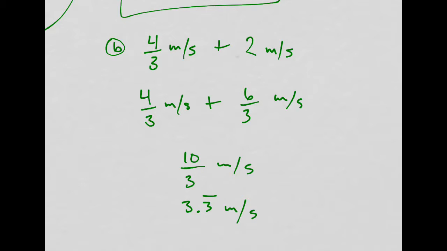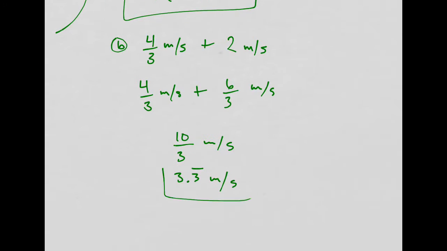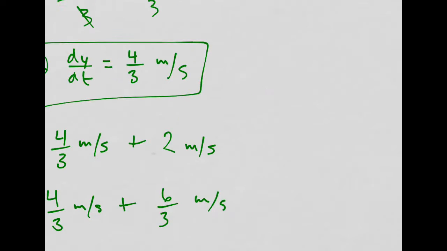So that's nice. There you go. That's part B. And part A is like 1.3 repeating meters per second. And that's it.